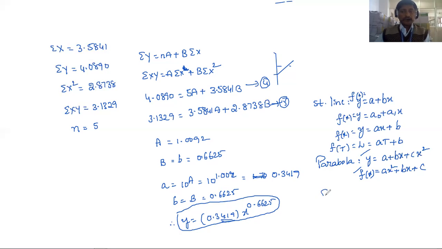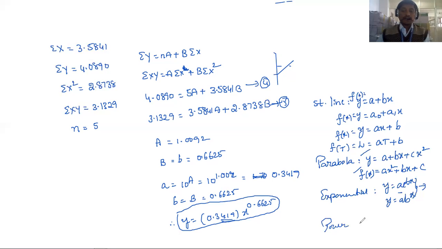Next, the exponential curve. We discussed two models. One is y is equal to a e power bx, another one is y is equal to a b power x. Here first we are converting these non-linear curves into linear form, the form of a straight line, and then we use the procedure of straight line, and finally we get the values of a and b and substitute.